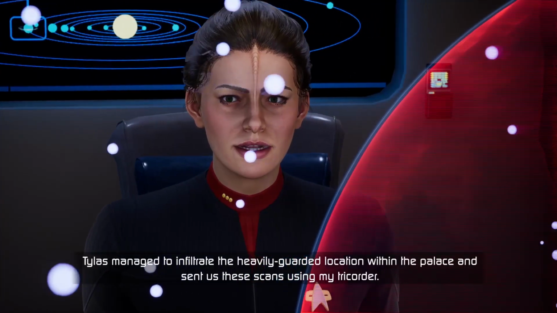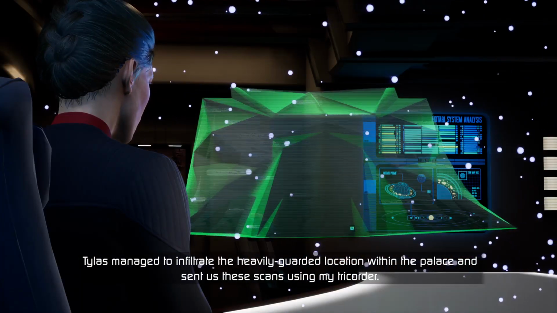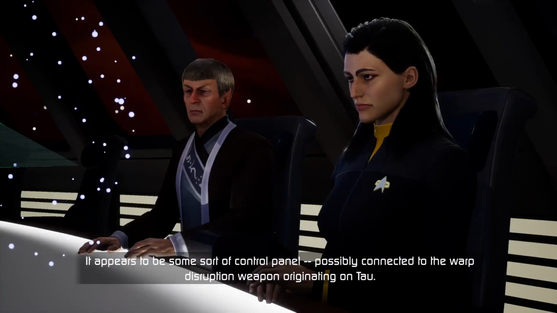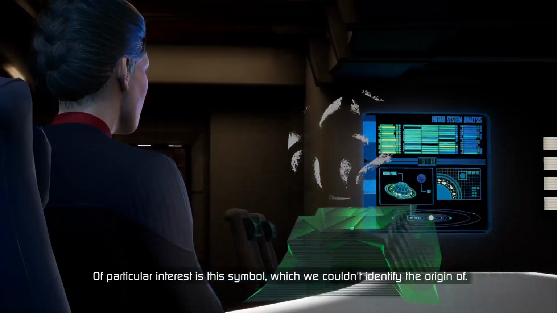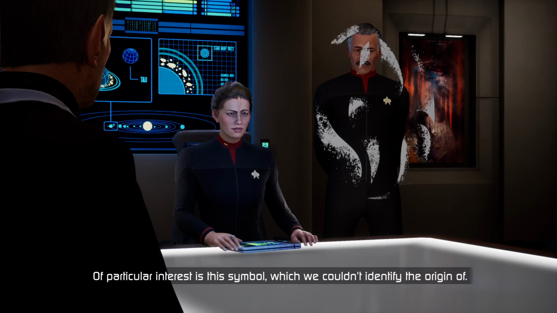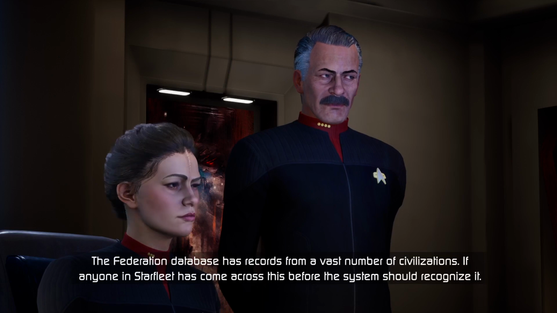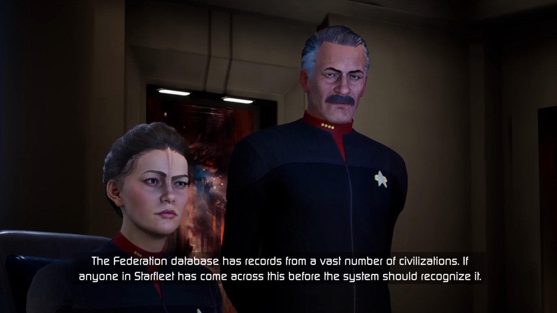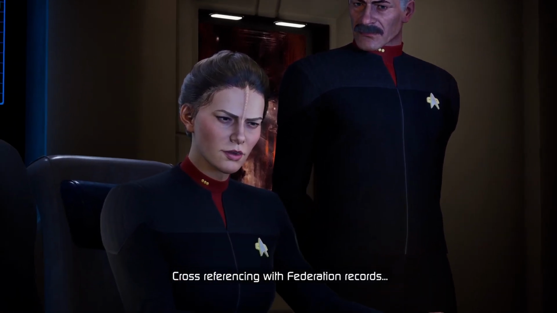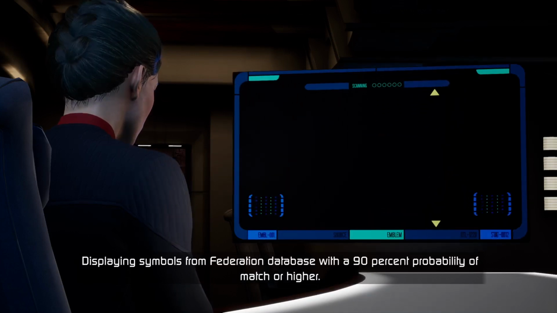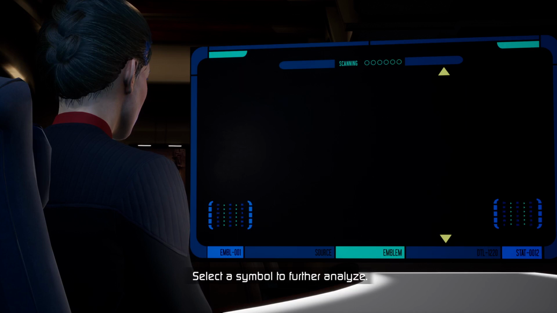Tyler's managed to infiltrate a heavily guarded location within the palace and sent us these scans using my tricorder. It appears to be some sort of control panel, possibly connected to the warp disruption weapon originating on Tau. Of particular interest is this symbol, which we couldn't identify the origin of. The Federation database has records from a vast number of civilizations. If anyone from Starfleet has come across this before, the system should recognize it. Cross-referencing with Federation records. Displaying symbols from Federation database with 80% probability to actual higher. Select a symbol to further analyze.